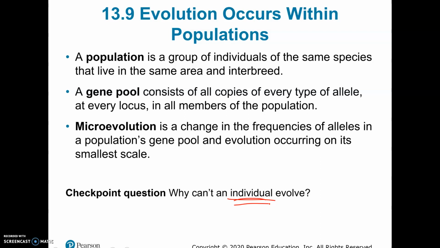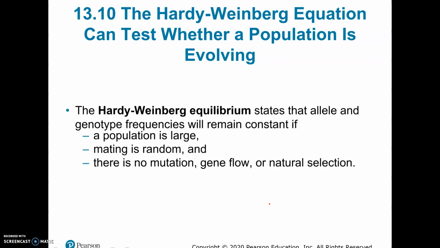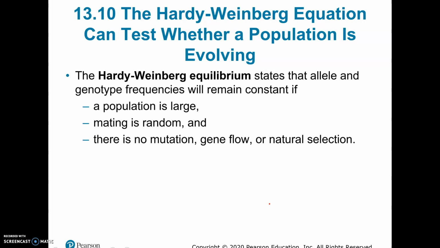Okay, so there is a special equation called the Hardy-Weinberg formula, and it is an equation that would allow you to test to see if a population is in genetic equilibrium or not. Now, you do not have to actually use this equation in our class. In AP Bio, you do have to learn how to use the equation.